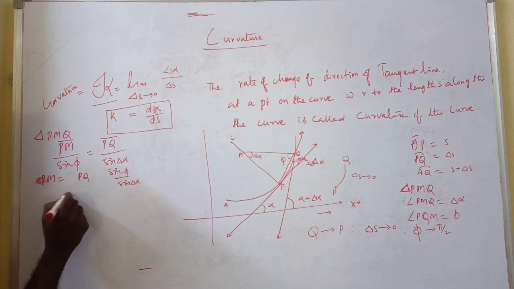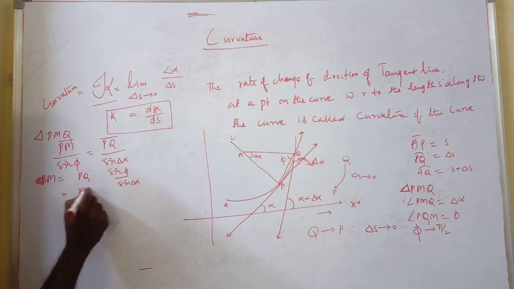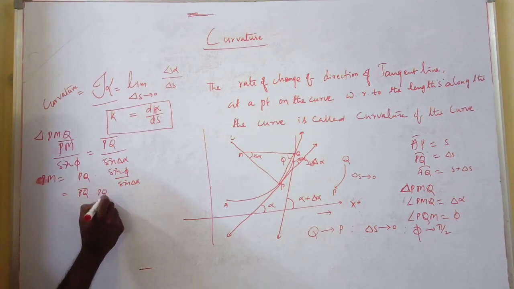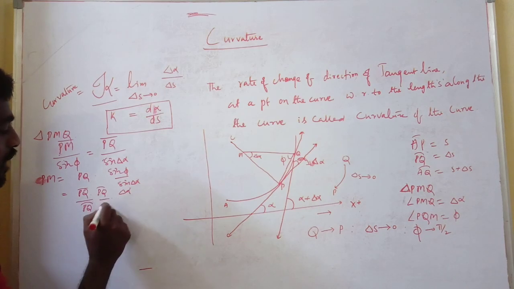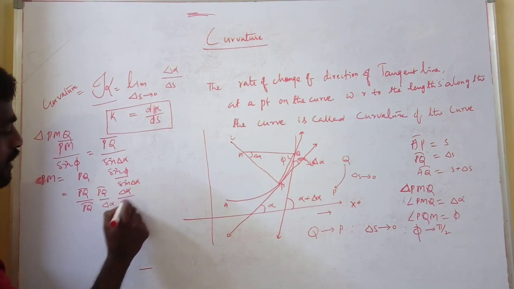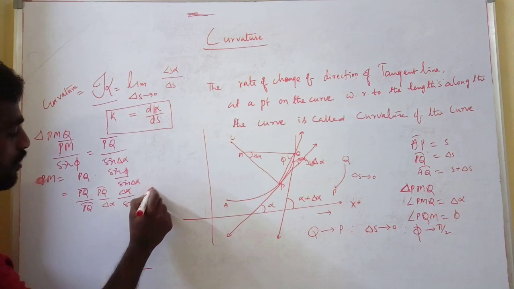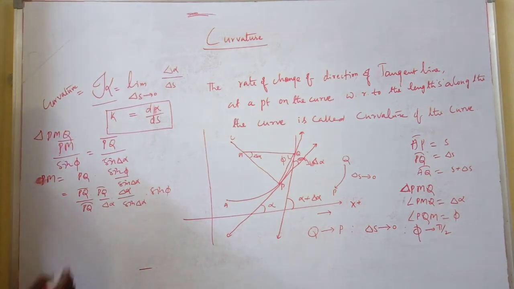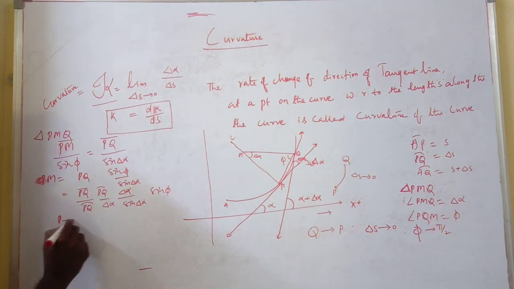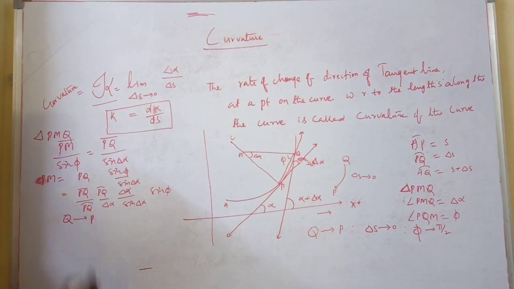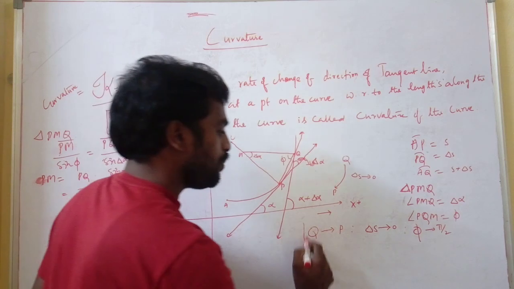Now this is equal to PQ, the line segment, divided by PQ arc, into PQ arc by delta alpha, into delta alpha by sin delta alpha, into sin phi. I am multiplying and dividing with PQ arc, and multiplying and dividing with delta alpha. Now Q approaches P.